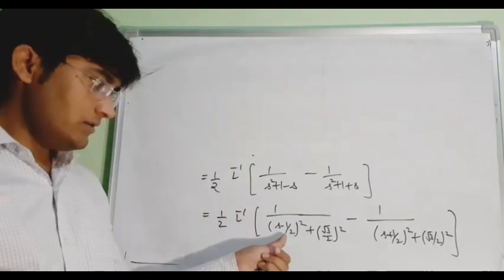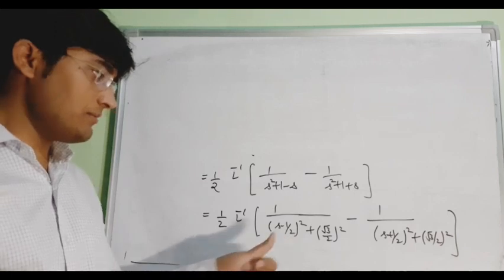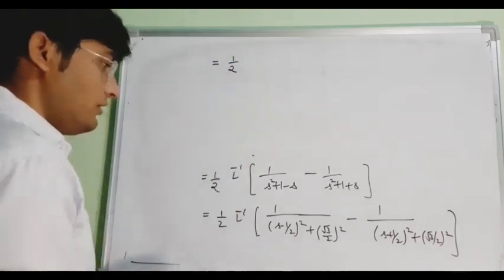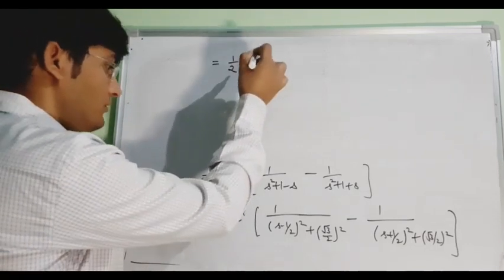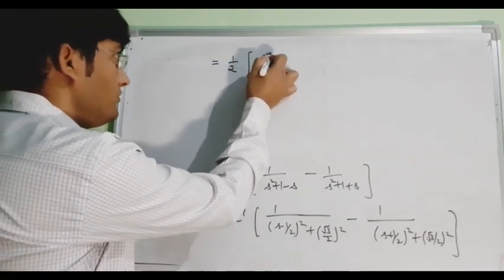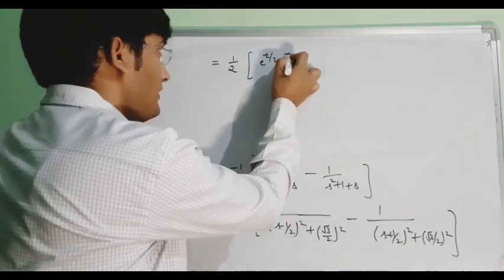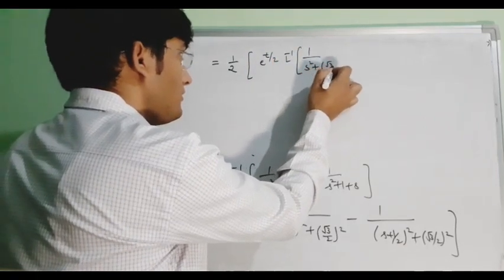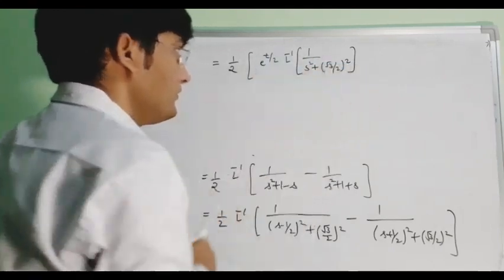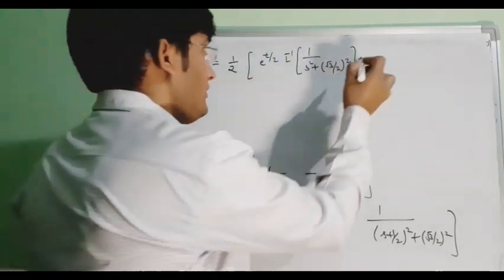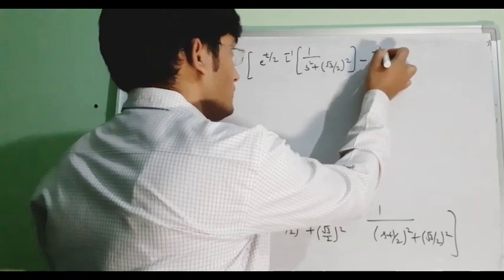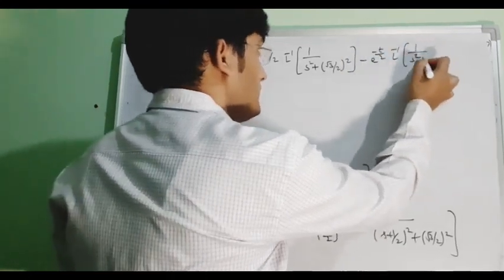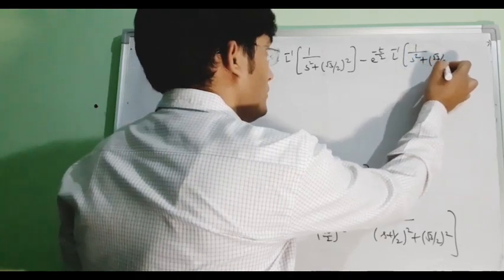now you can see that in place of s we have s minus a. So this is equal to e power t by 2, then we will have Laplace inverse of 1 upon s square plus root 3 by 2 whole square, minus e power minus t by 2, the Laplace inverse of 1 upon s square plus root 3 upon 2 whole square.